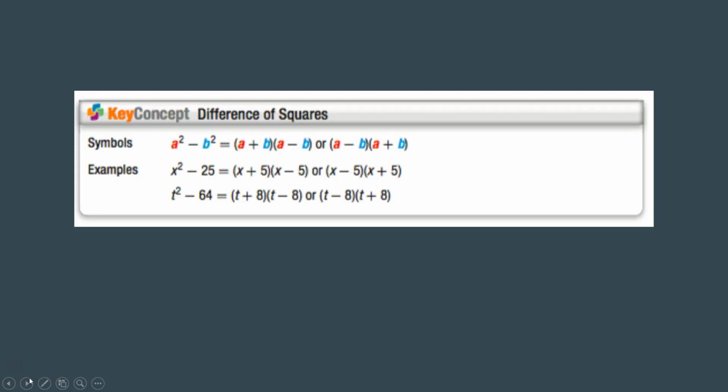Alright, so as you can see we're going to be working with the difference of squares. Remember, difference in math means subtraction, and squares is when we have the little exponent 2, like a squared, for example. As you see here, when we have x squared minus 25, notice that we're going to have a positive and a negative. And same here, when we have t squared minus 64, we have a positive and a negative. That's going to be the key to this one.